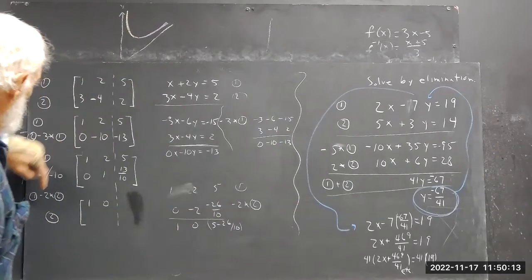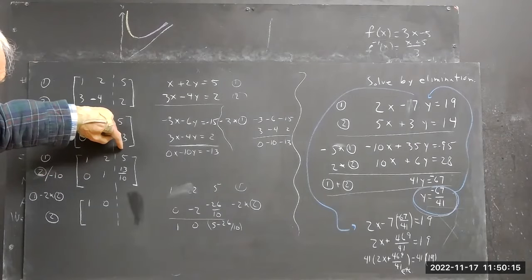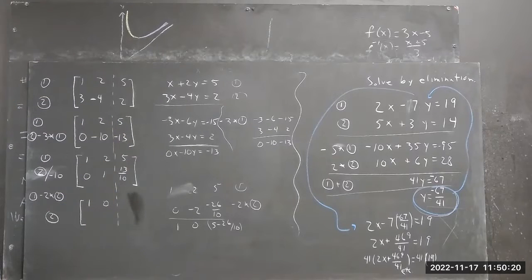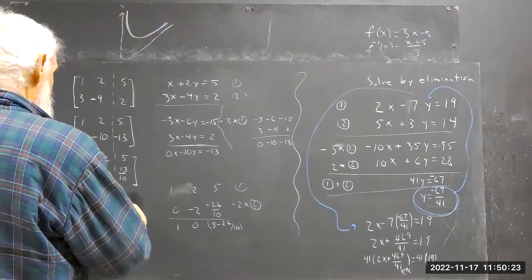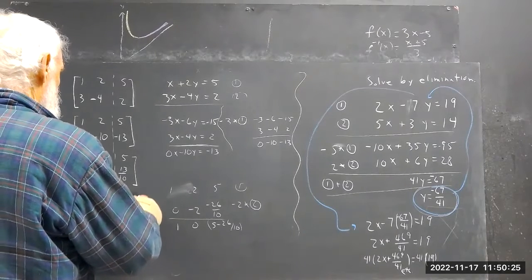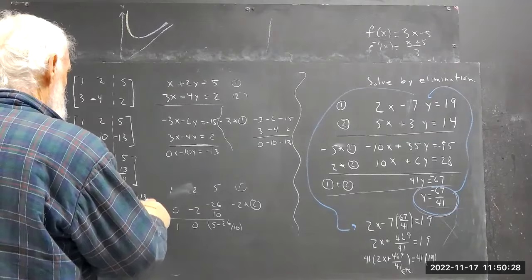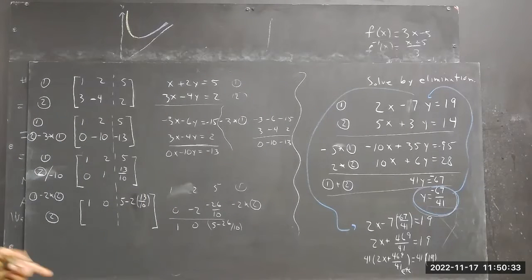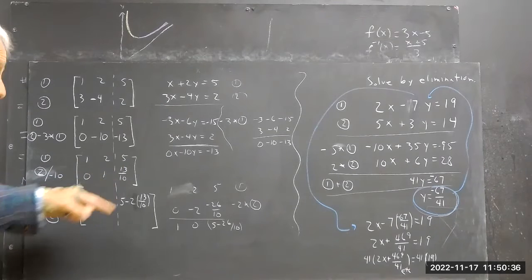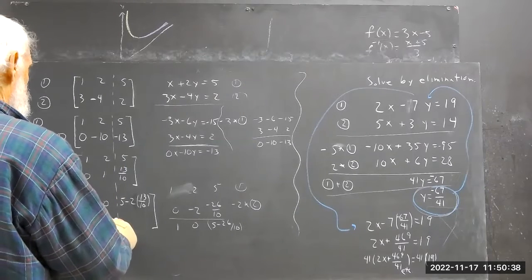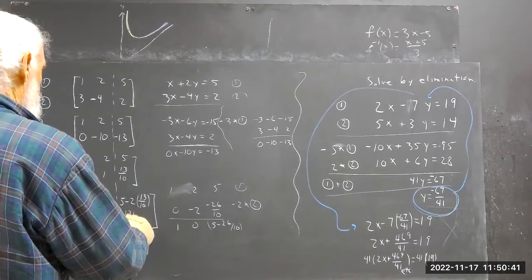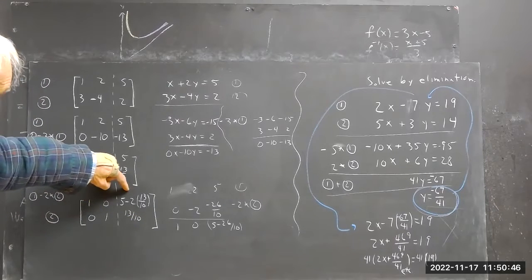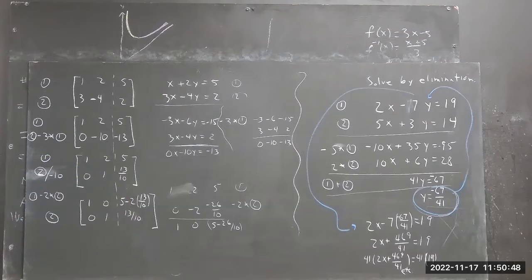Then I do row 1 minus 2 times row 2. That's going to be 5 minus 2 times 13 tenths. I'll write it out this way. So that's row 1 minus 2 times row 2. Then I get 0, 1, 13 tenths. This stands for x equals this, y equals this, and that's my solution.